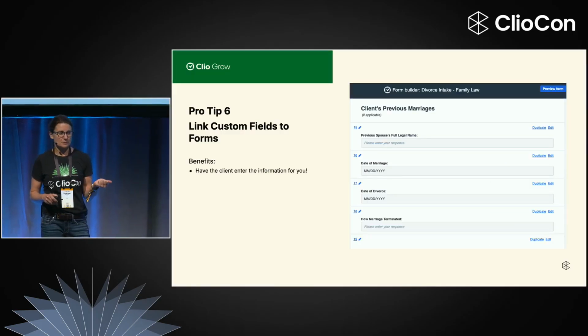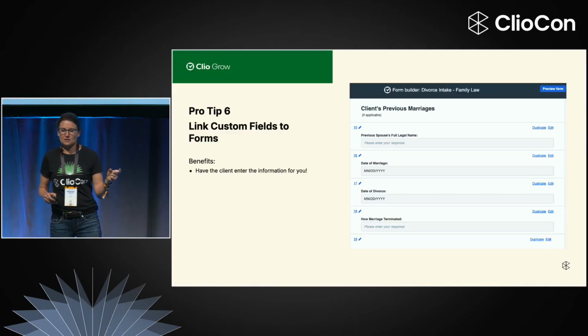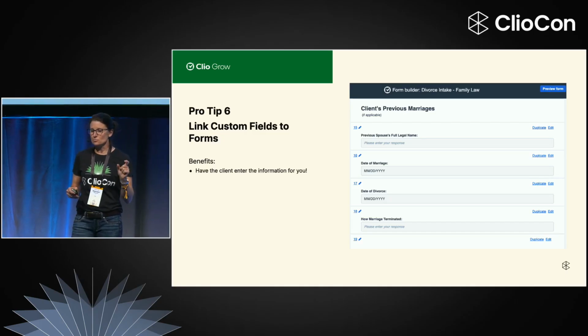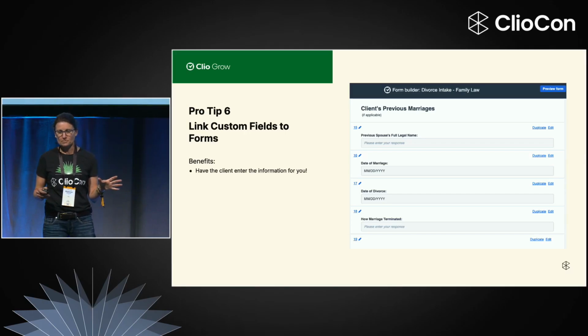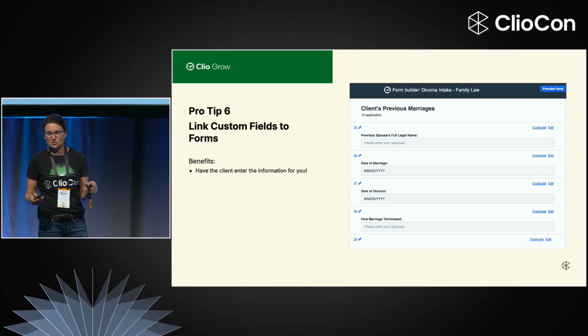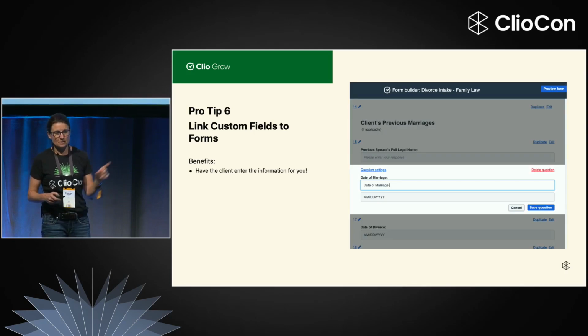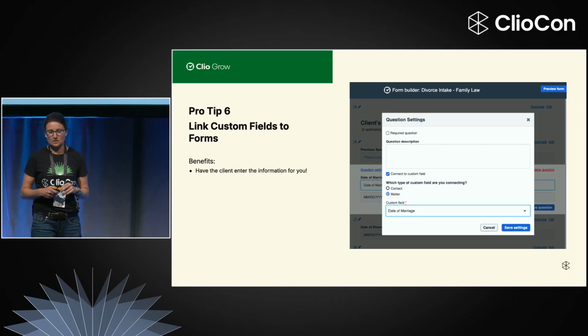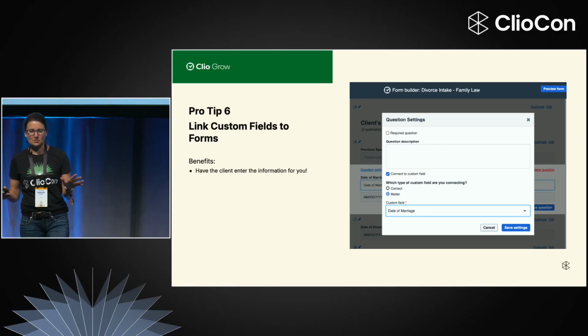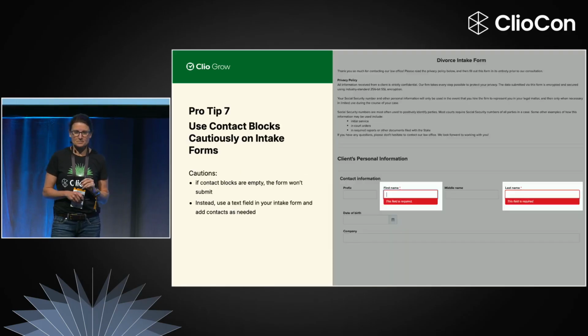And that brings me to pro tip 6. Make sure you link your custom fields to your intake form questions. This way, your prospects can enter the information for you. So when you're creating your form, click on the Edit button next to your question, then click on the question settings, and you'll be able to link to the desired custom field. This will have the client entering the information for you.